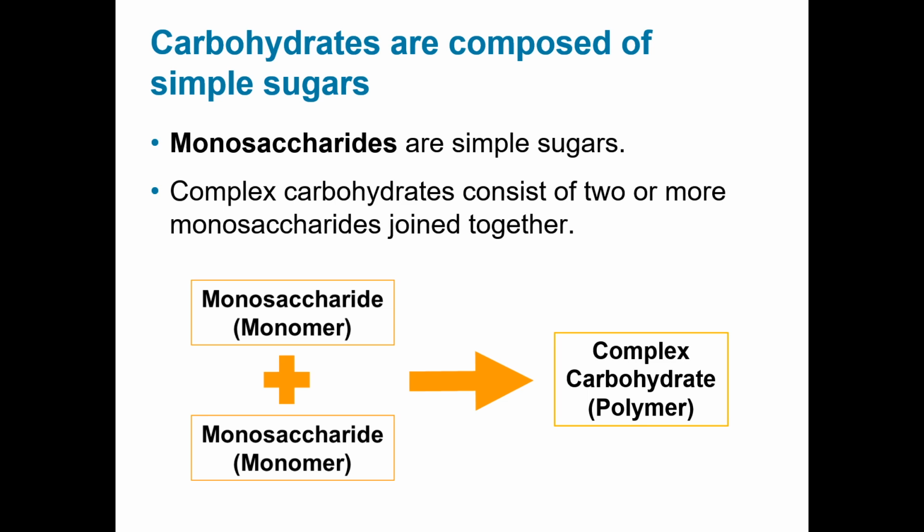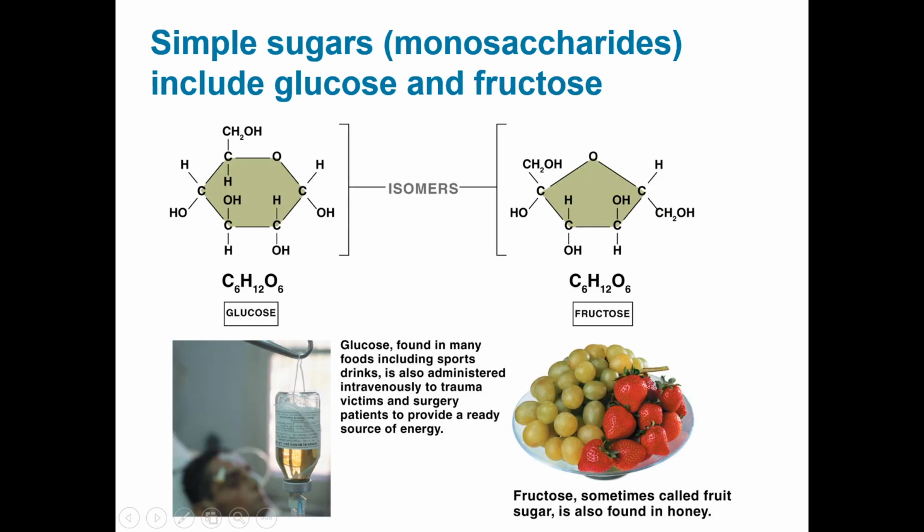The simplest carbohydrates we call simple sugars, or mono, remember that means one, saccharides. It's like sweet things. So one sweet thing. These are monomers, carbohydrate monomers. So carbohydrate monomers, we call those monosaccharides. And as you can see from the picture down here, two or more of these monosaccharides can be combined together to make what we call complex carbohydrates, or carbohydrate polymers. We'll talk about some examples of each of these.